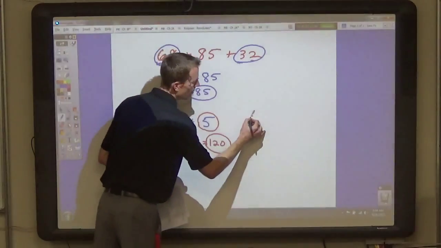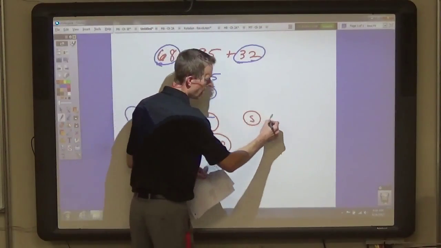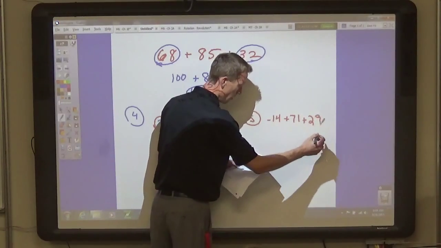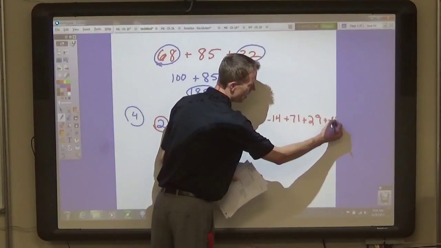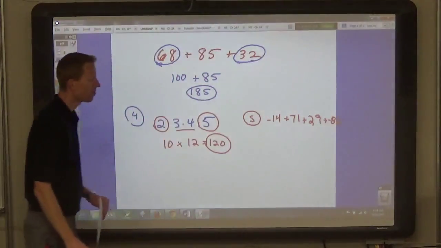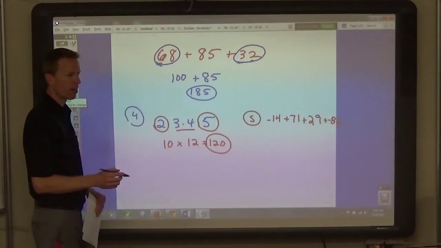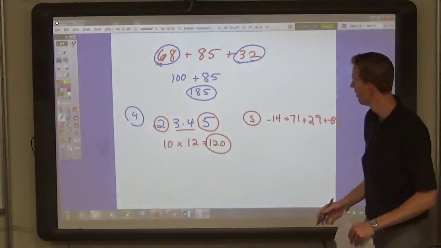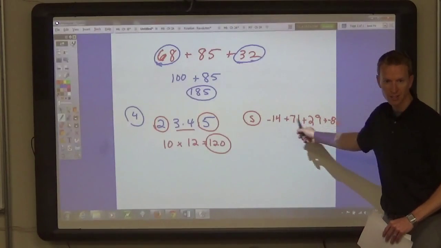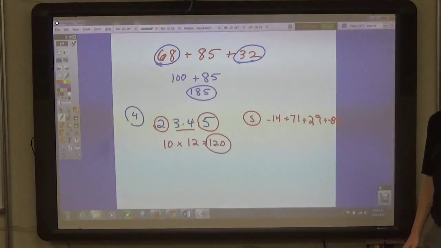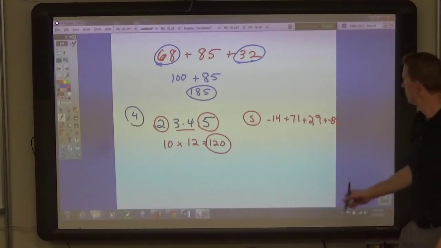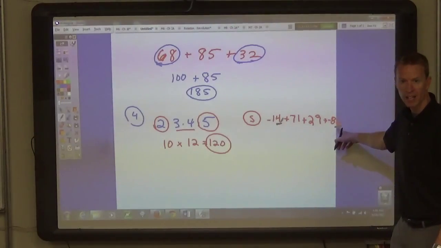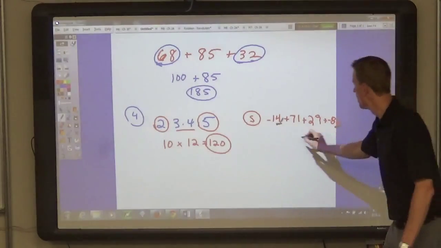Number 5. Negative 14 plus 71 plus 29 plus negative 86. Look at the ones place in each number and make a 10. Which numbers, which ones combine to make a 10? Sam? Negative, the 6 in 86 and the 4 in 14, and they're both negative, so we can add those to make negative 100.